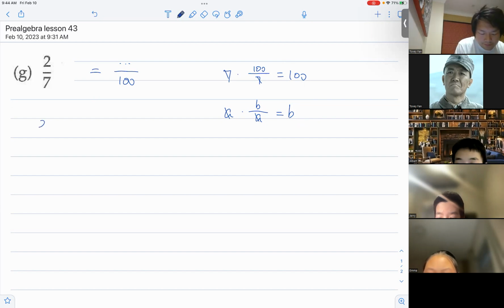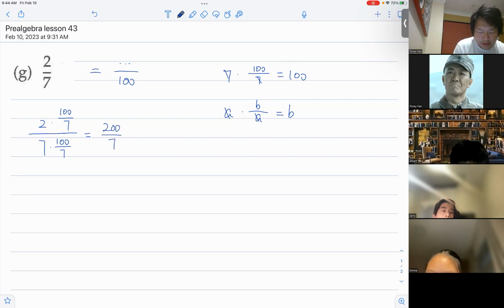So for this one, we multiply by 100 over 7. We multiply the bottom by 100 over 7, you see? So on the top, we should multiply by the same number, right? Make sense? What do we get? We get 200 over 7. And then on the bottom, we have 100. So that means we just have a percent here. Does that make sense? The bottom becomes 100, and over 100 becomes this percentage.